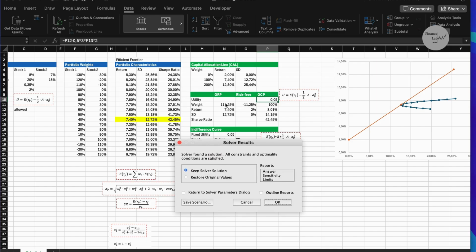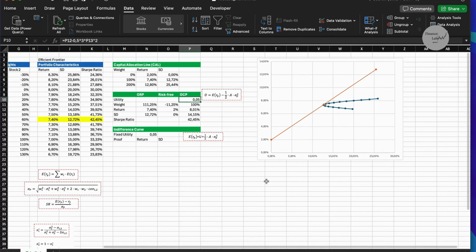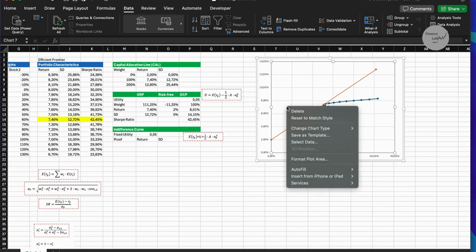So here are the results: 111% and minus 11%. This means we borrow money and invest more than 100% in our optimal risky portfolio. And now we can plot where this is. We know 100% is here, so this must be somewhere in this range. But let's just plot this.